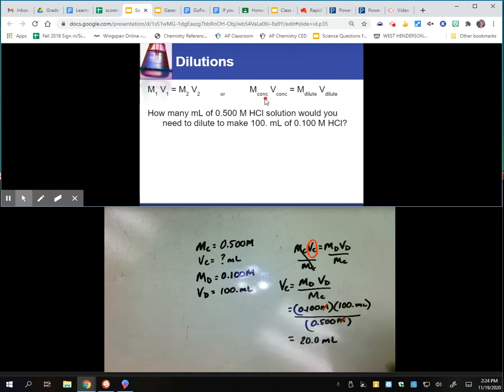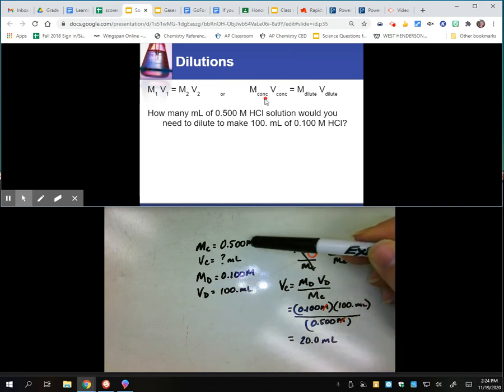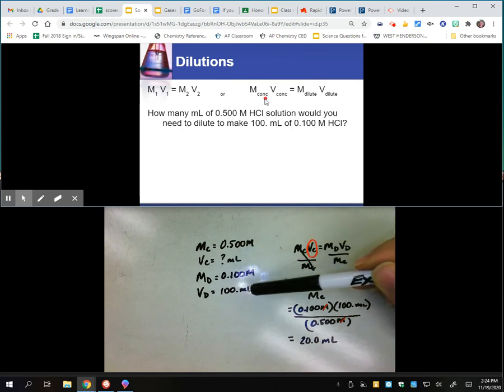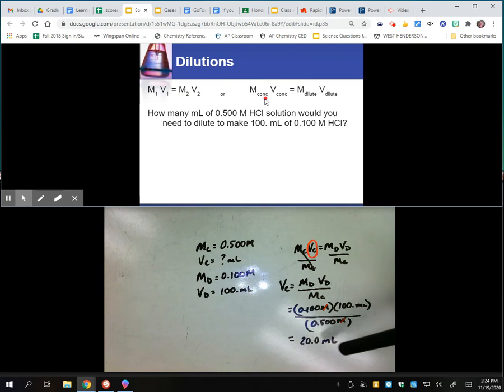What this is saying is that I need to take 20 milliliters of my 0.5 molar stock solution, or concentrated solution, and I am going to have a flask that holds 100 milliliters. I'm going to add some water in there because this is an acid. And then I'm going to put 20 milliliters of my concentrated solution in there, and then I can fill it up to a total volume of 100 milliliters. So that's how dilutions work. And really, that's when I don't have a solid of something.